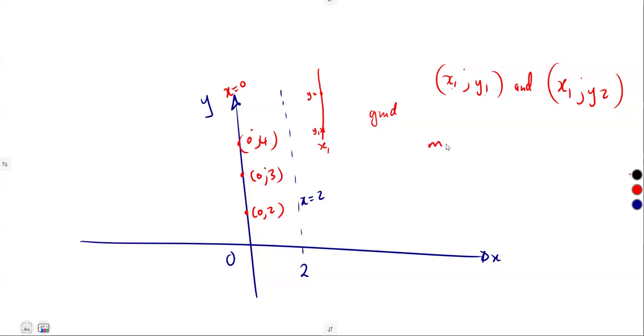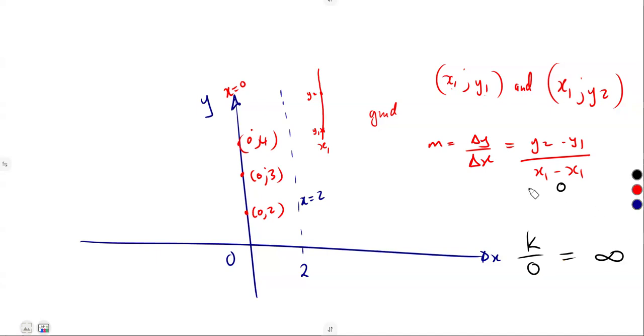So if we are to use the gradient concept, the change in y over the change in x, we are going to have y2 minus y1 over x1 minus x1, since the x values are the same. So the denominator definitely is going to give you a 0. Remember, k over 0 is equal to what? Infinite. You cannot find a value for that. It is undefined. Velocity is undefined. If it is acceleration, it is undefined. So in this case, our gradient is undefined, because the denominator is equal to 0.